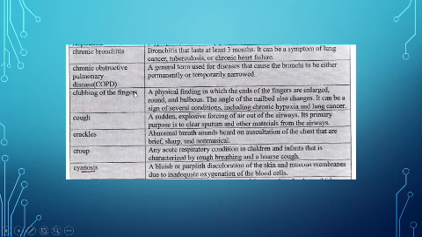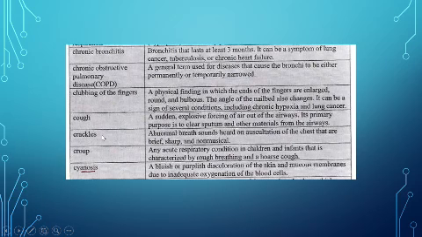Clubbing of fingers: a physical finding in which the ends of the fingers are enlarged, round and bulbous. The angle of the nail bed also changes. It can be a sign of several conditions including chronic hypoxia and lung cancer. We may see that the tips of our fingers are enlarged, round and bulbous. This condition is nothing but clubbing of fingers. Okay, cough. I think you all are aware of cough. All of you know about cough.